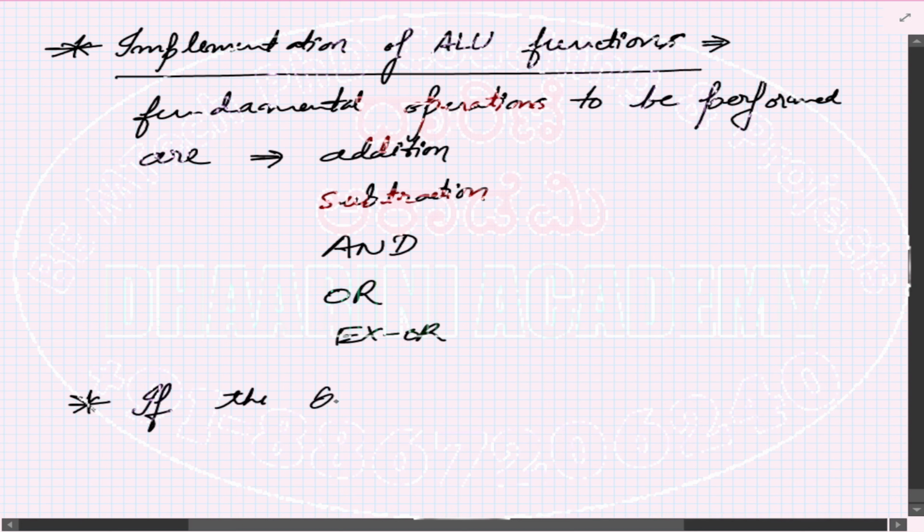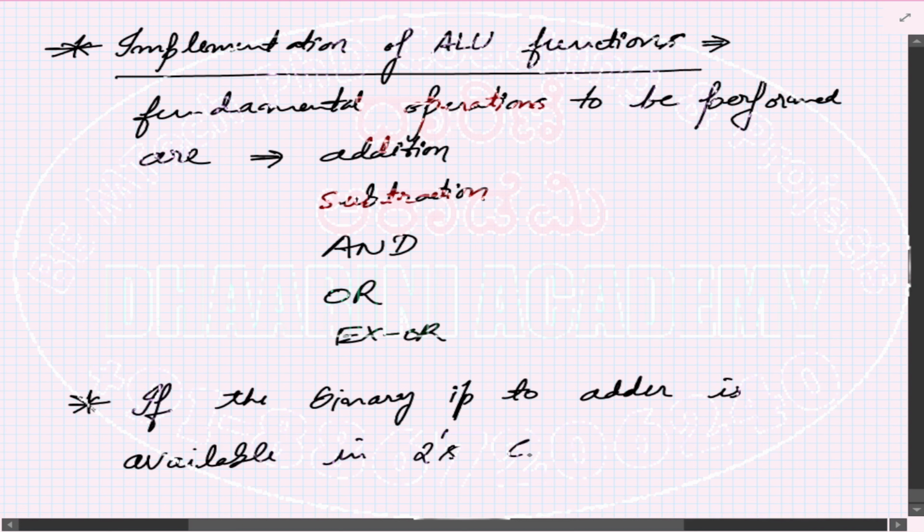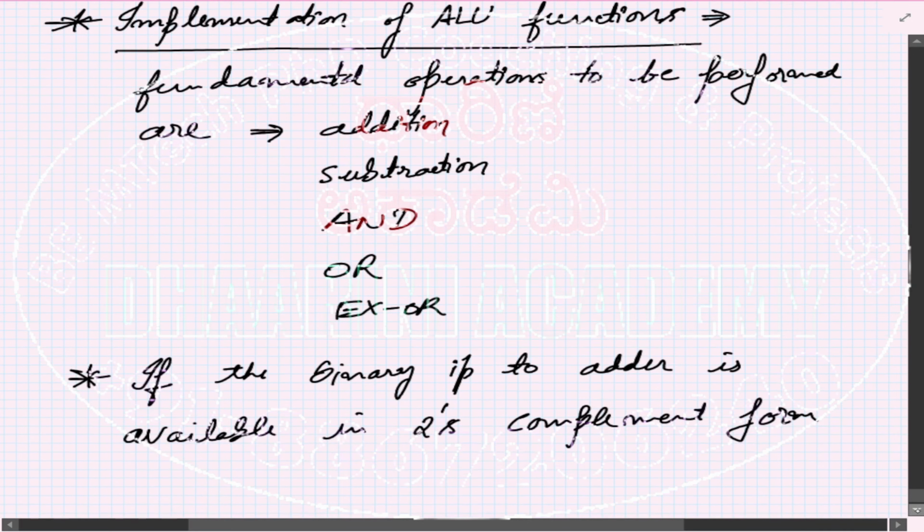If the binary input to the adder is available in 2's complement form, what is the advantage of having a number in 2's complement form? You can simply perform the subtraction, right? This implies the subtraction can be performed by the adder itself.